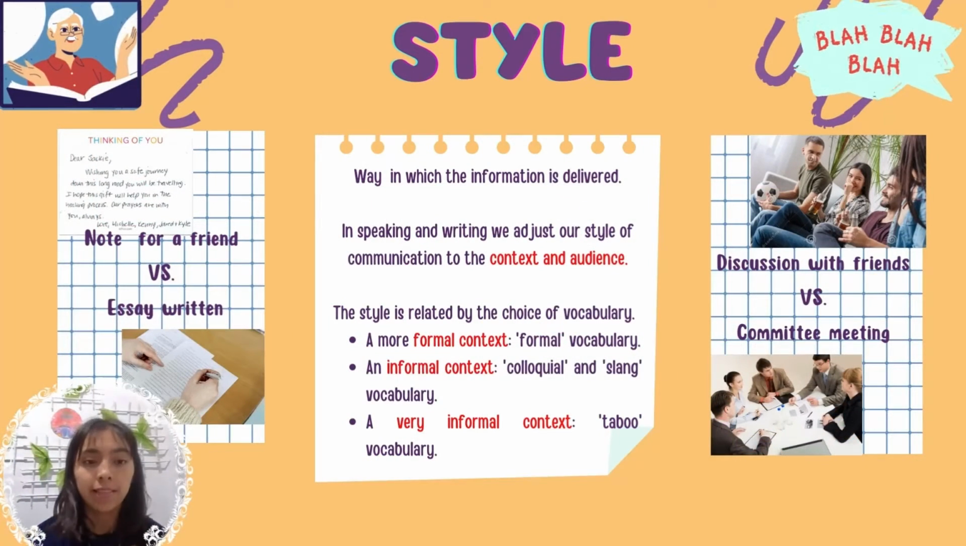The formality of context is related to style, that is, the way in which information is delivered from one person to another. In speaking and writing, we adjust our style of communication according to a certain kind of context or audience. For example, a note for a friend versus an essay, or a discussion with friends versus a committee meeting. In both examples, we change our style of communication and also our vocabulary to suit the context where we are.